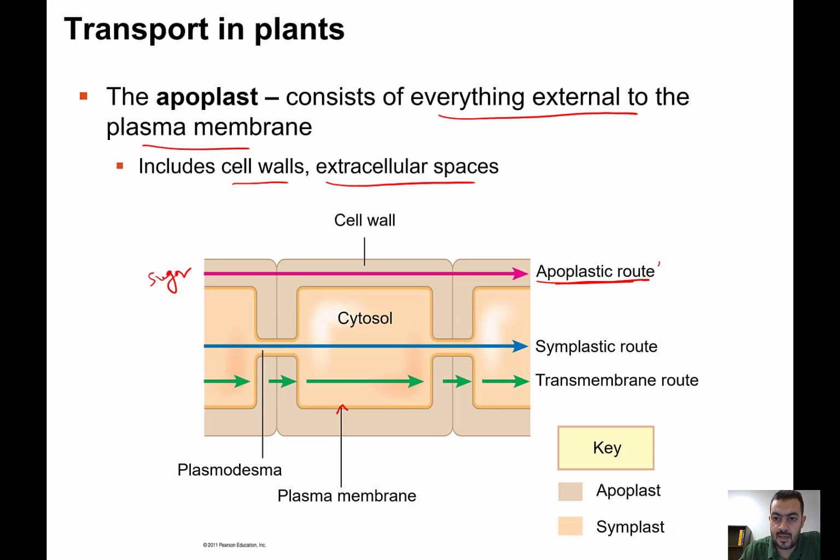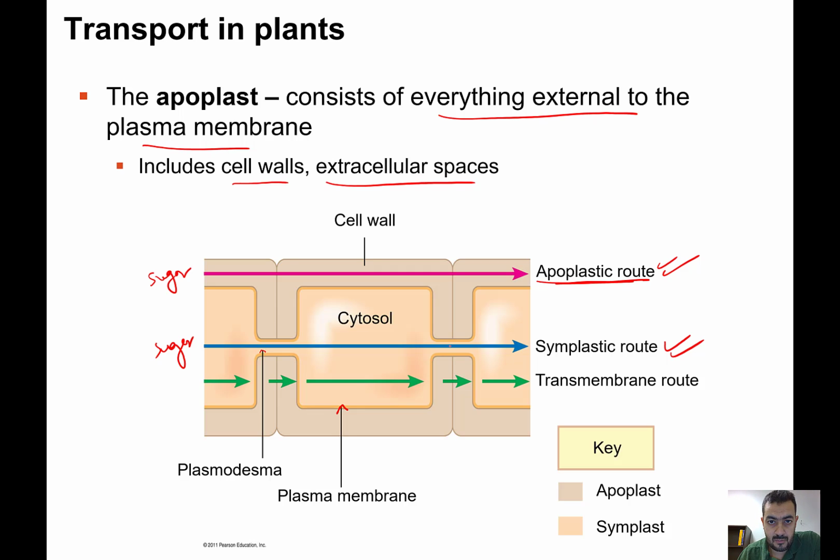So this is an apoplastic route, but if the sugar moves in this pathway, the blue pathway, this is a symplastic route that involves moving through the cytosol and the plasmodesmata. So here is this channel, the plasmodesmata, so the sugar can move like that.